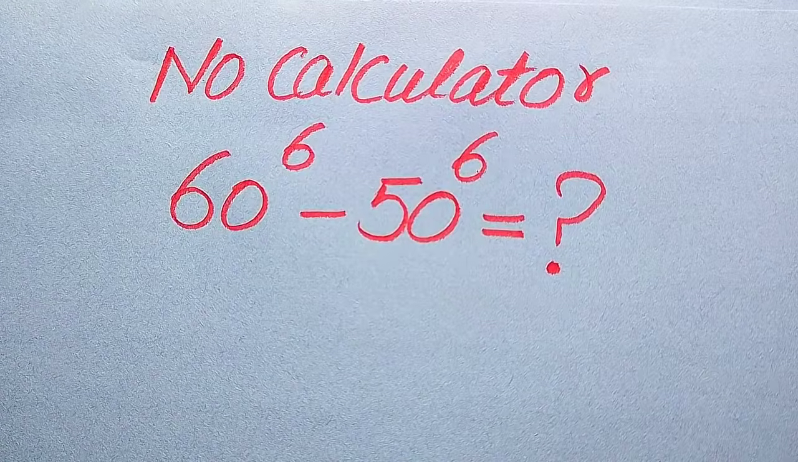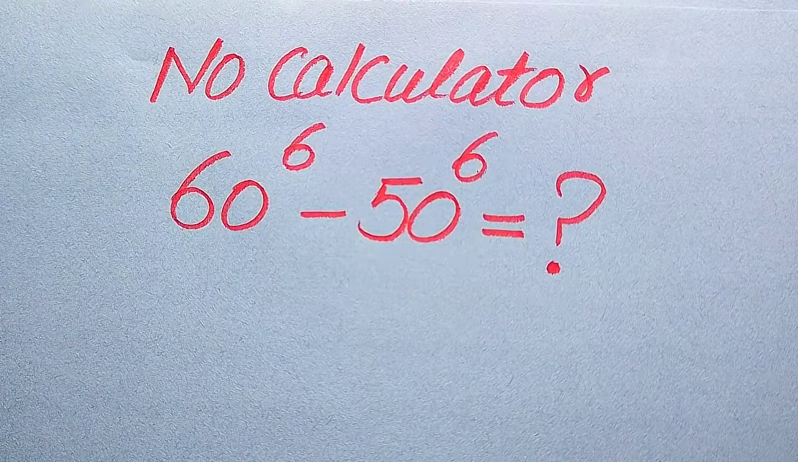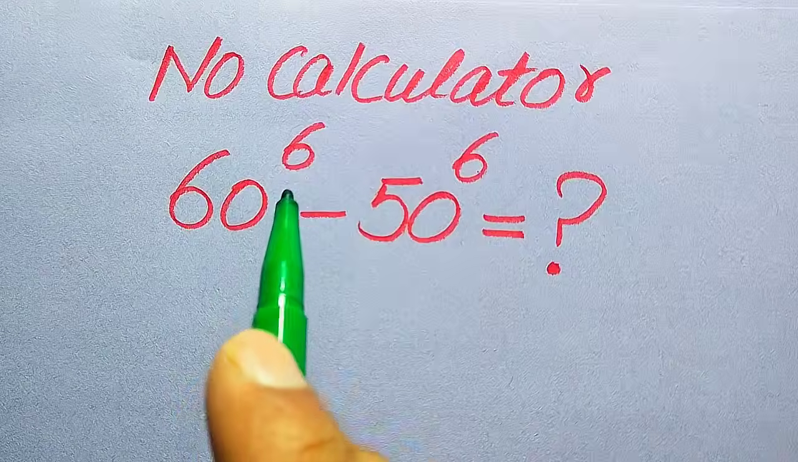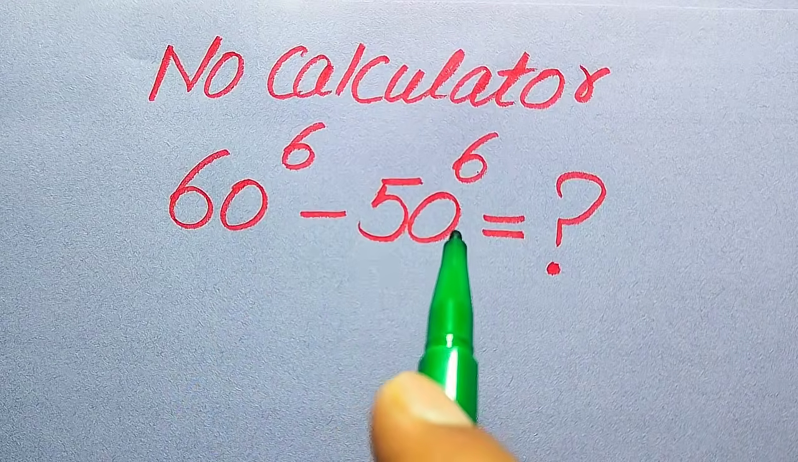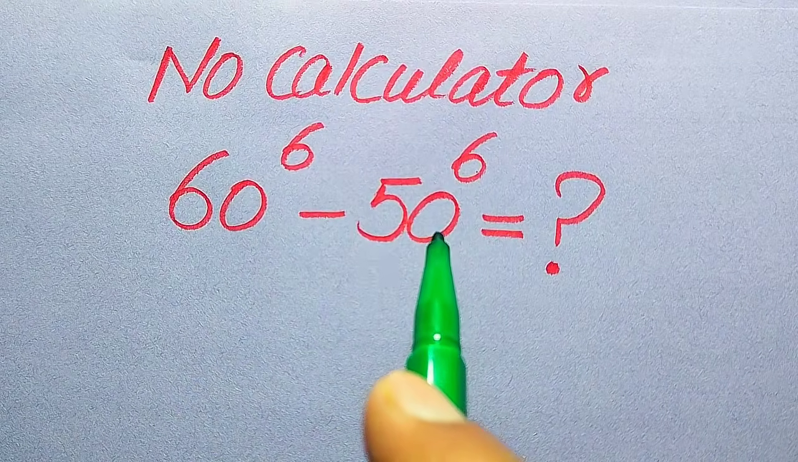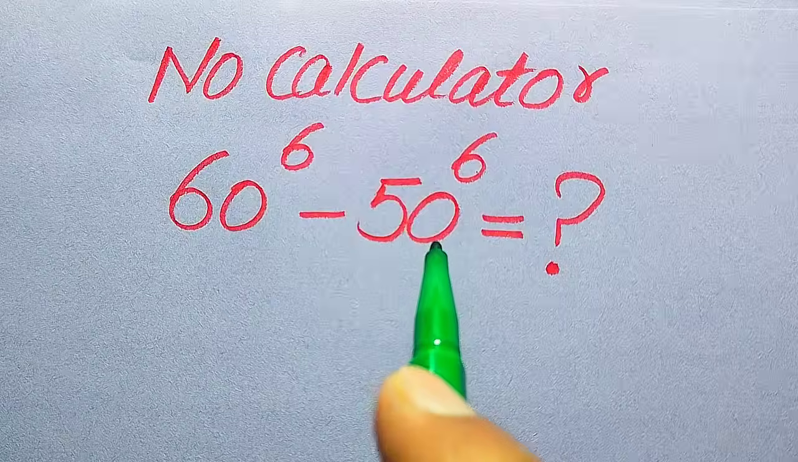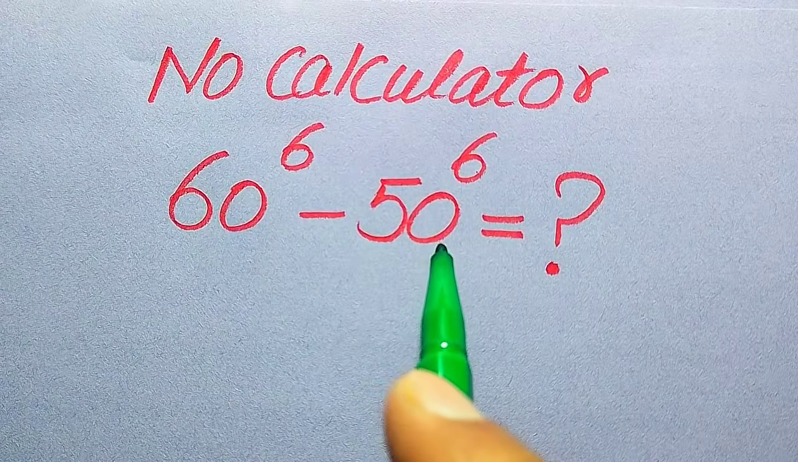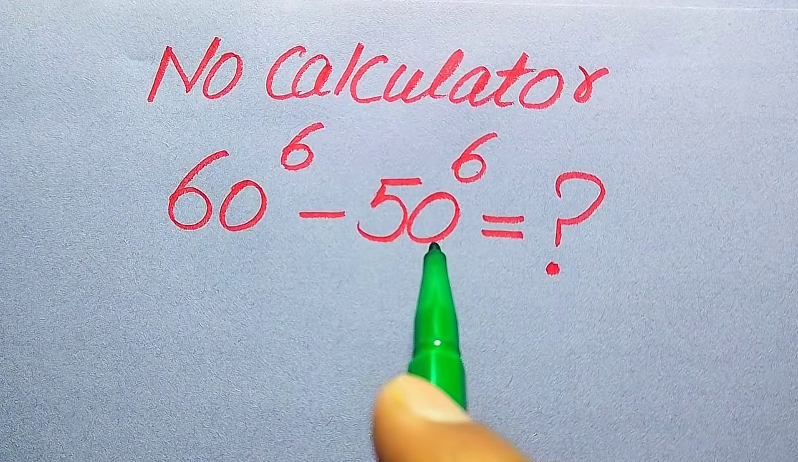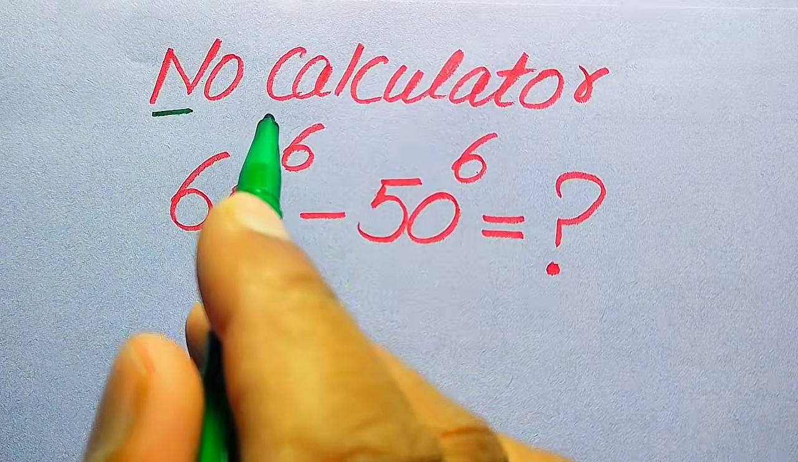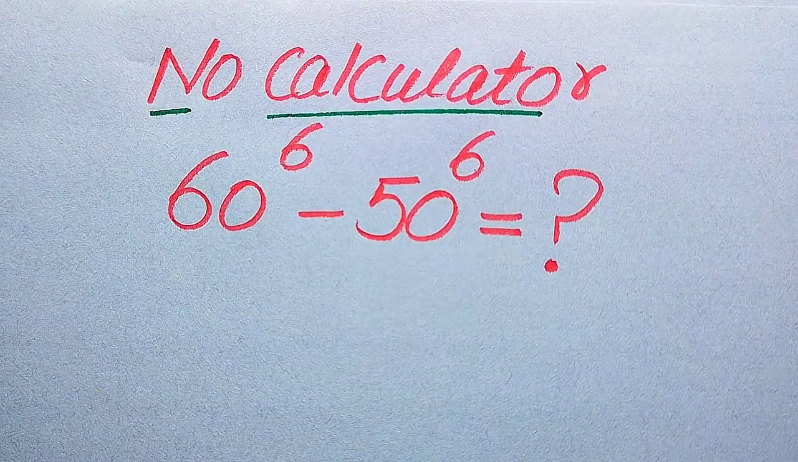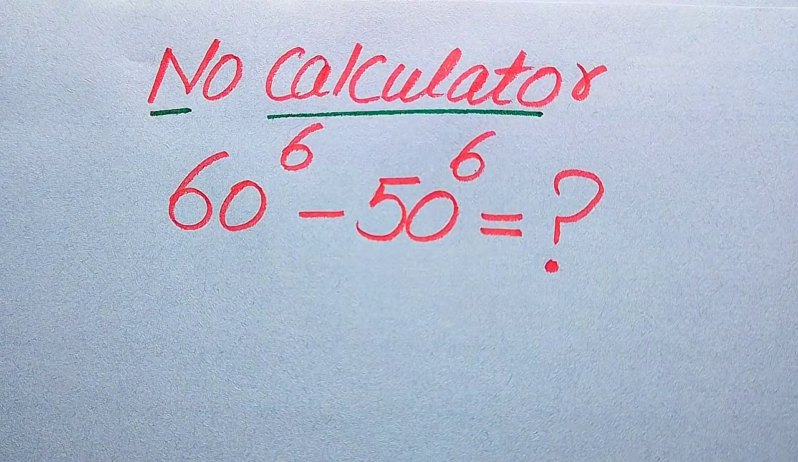Hello everyone, how do we simplify this nice algebraic expression if we have 60 to the power of 6 minus 50 to the power of 6? So we write this algebraic expression into the simplified form. Just remember one thing: a calculator is not allowed in this problem. This means that we need to show all of the working on paper.